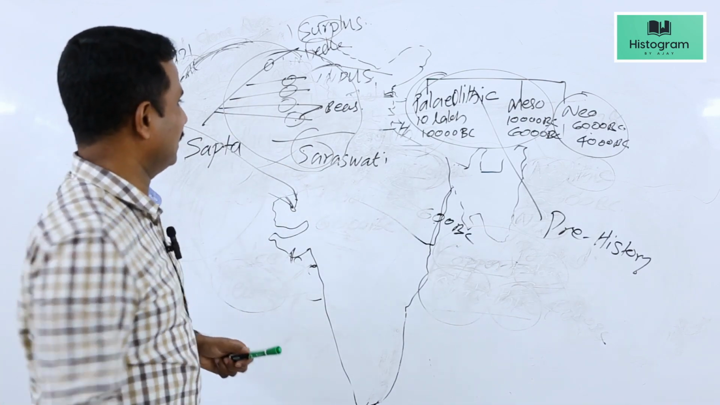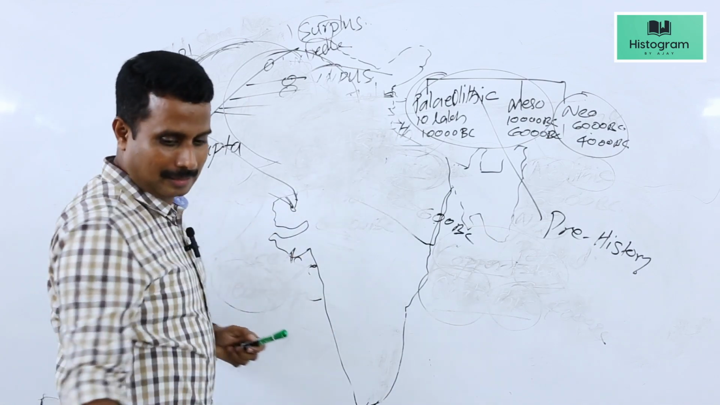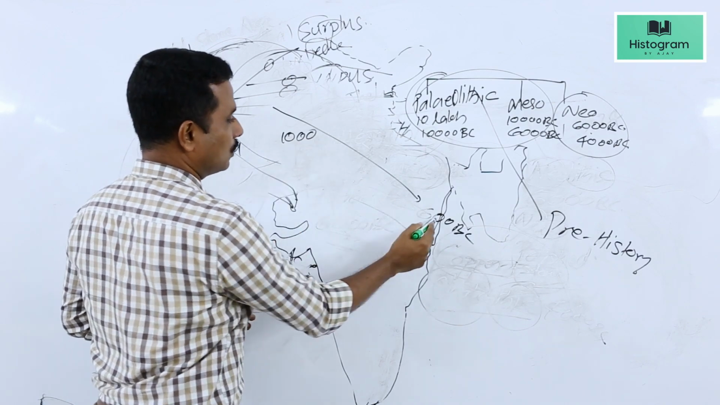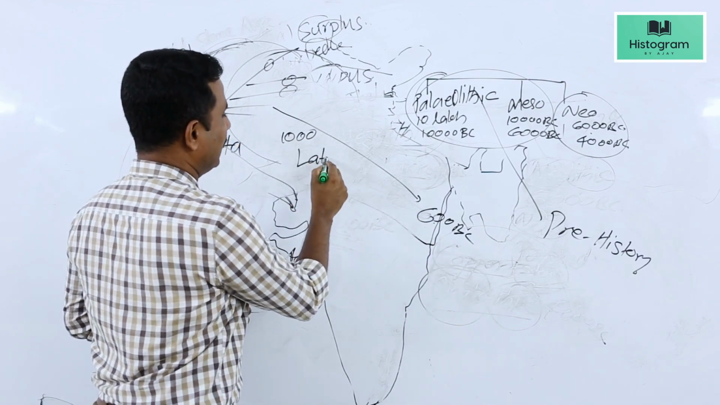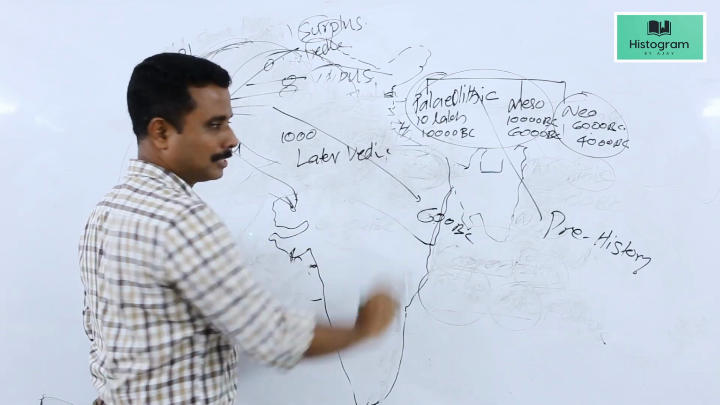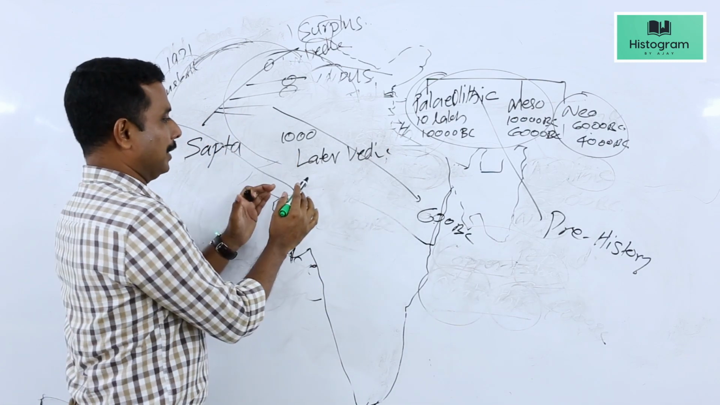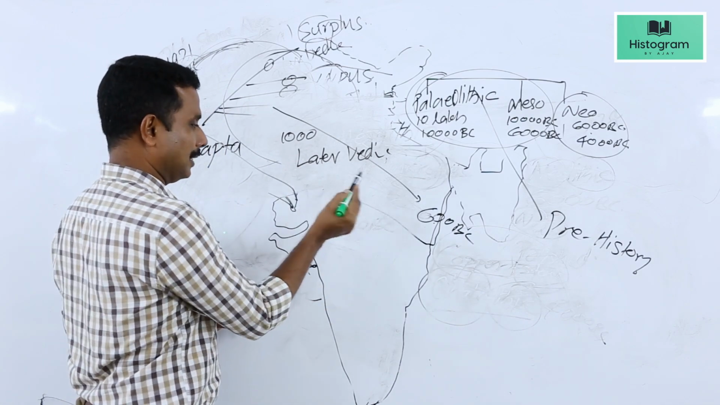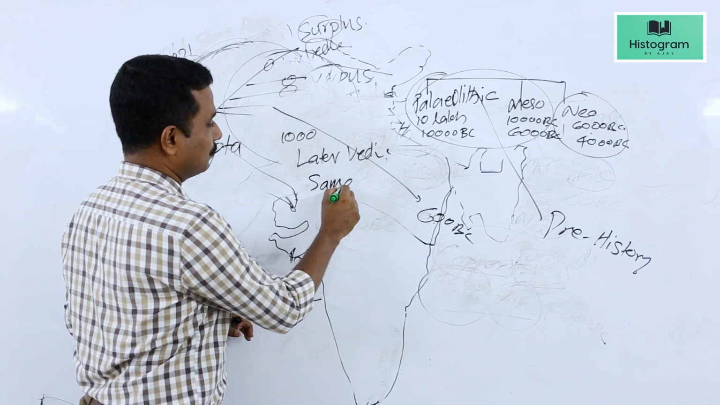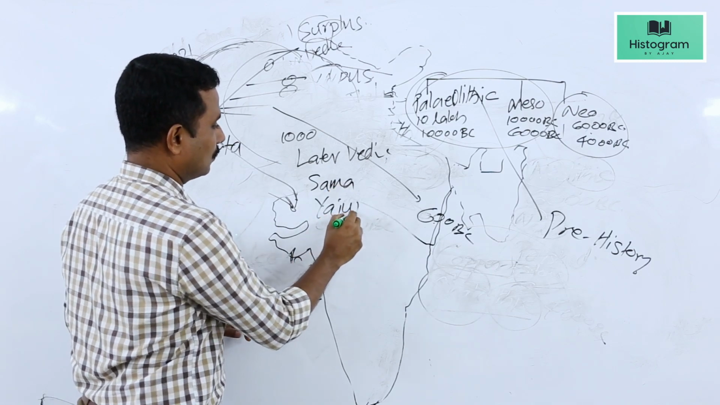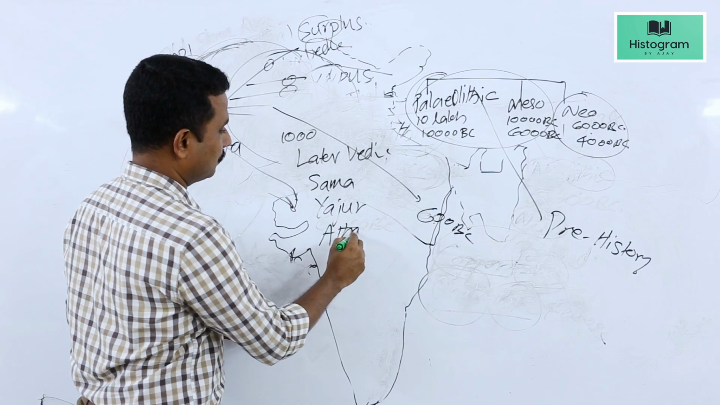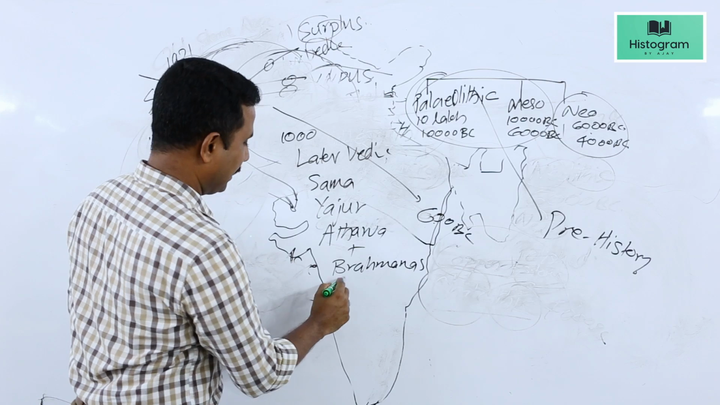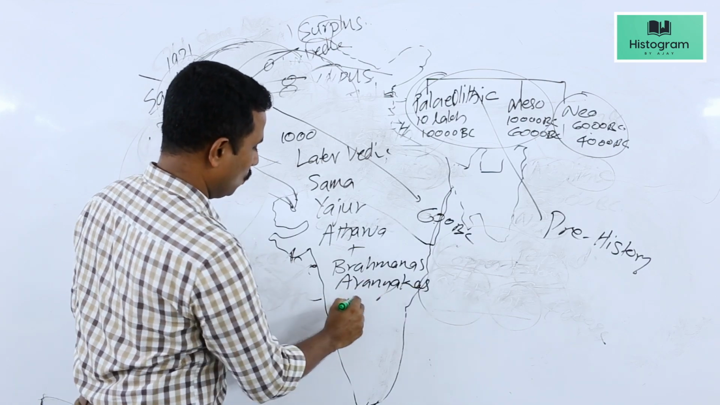During the next period, that is the later Vedic period, they started moving eastwards. So 1000 BC to 600 BC is known as the later Vedic period. It is during this period that the Aryans wrote other Vedic books, the other three Vedas, that is Samaveda, Yajurveda, and Atharva Veda, plus Brahmanas, Aranyakas, and Upanishads.